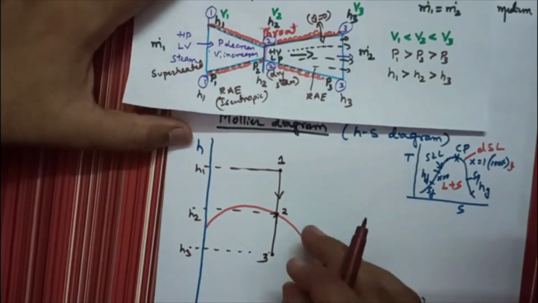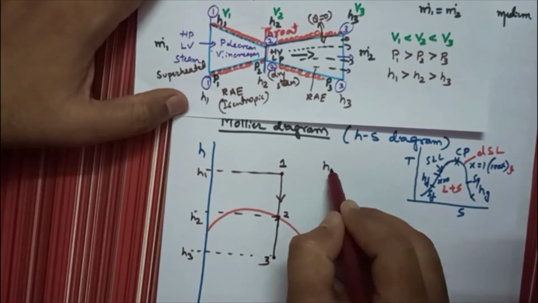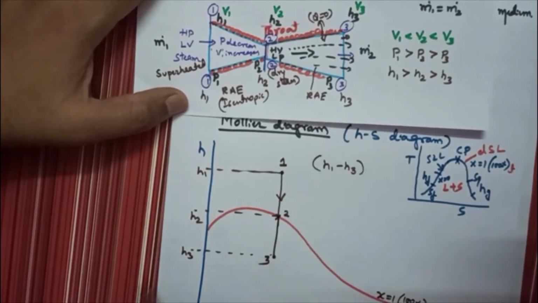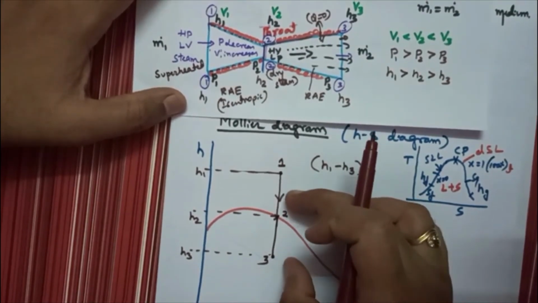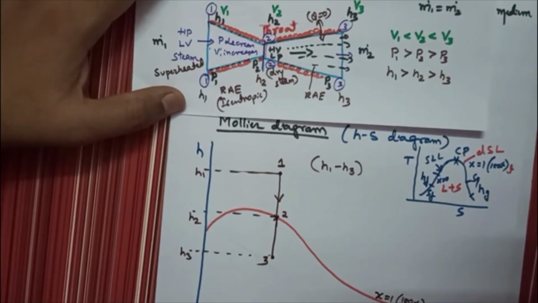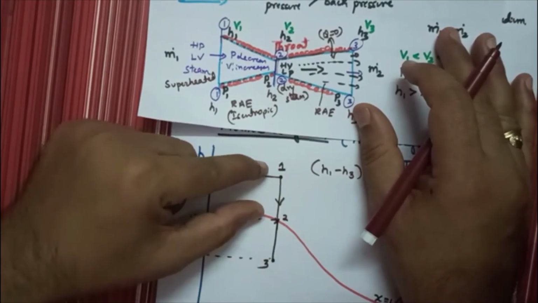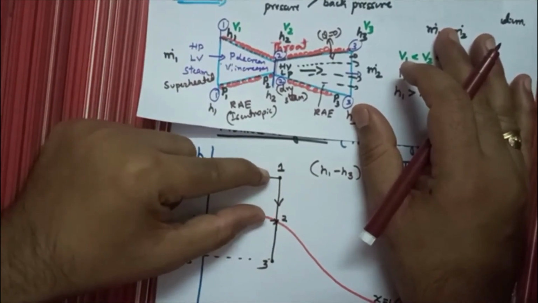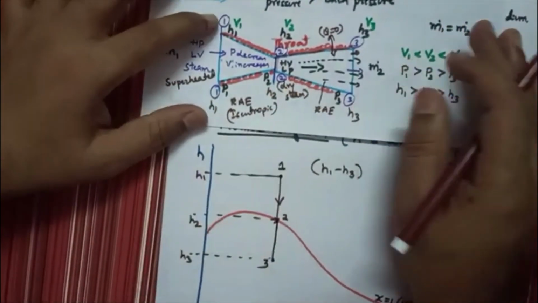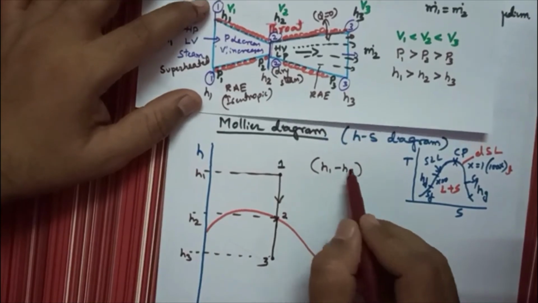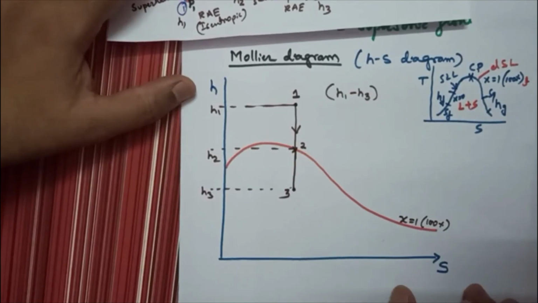So the total expansion in this nozzle, the complete nozzle, is H1 minus H3. That is the enthalpy drop. So H1 minus H3 is the enthalpy drop in this convergent divergent nozzle. If they ask what is the enthalpy drop between 1 and 2, that is H1 minus H2. This is only in the convergent part. If they ask what is the enthalpy drop in the diverging part, that is H2 minus H3. Okay, so H1 minus H3 is the total enthalpy drop. Okay, so this is how we will represent the process in the HS diagram.